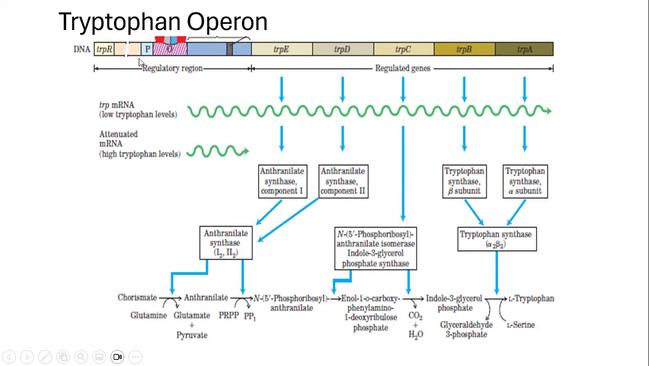Further, coming to the regulatory region, promoter is the sequence where RNA polymerase can bind and carry out transcription. Operator is the sequence where the repressor protein will bind.